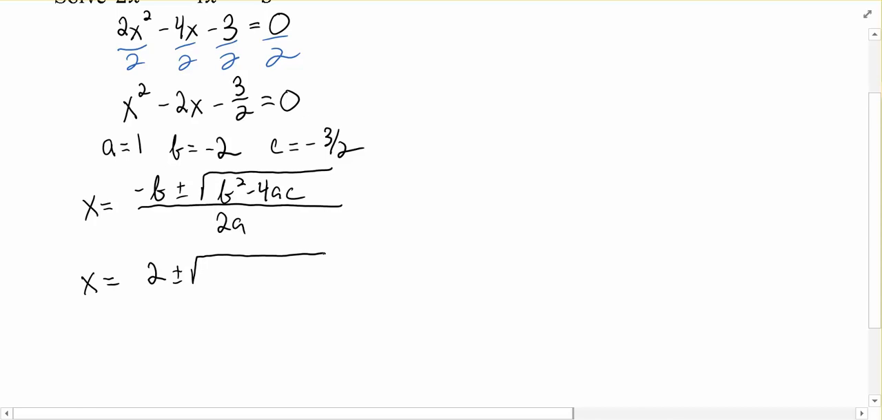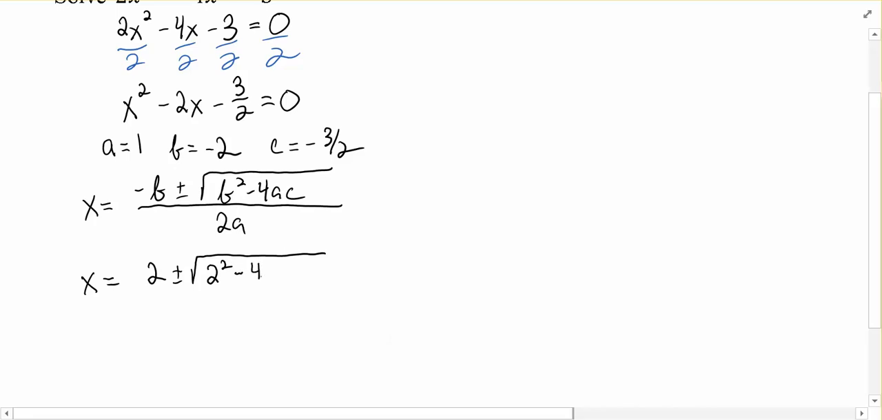Now, as far as the b squared step is concerned, I wouldn't even bother writing the negative in there, because you know that whenever you square a number, it becomes positive. So I would just write 2 squared. You can write 4 if you want, but don't even write the negative in to begin with. There's no reason to do so. You know it's going to become positive.